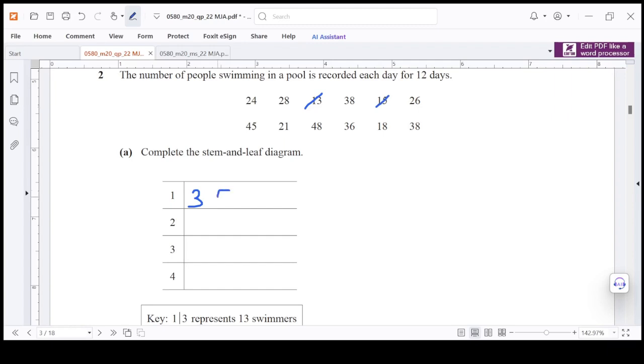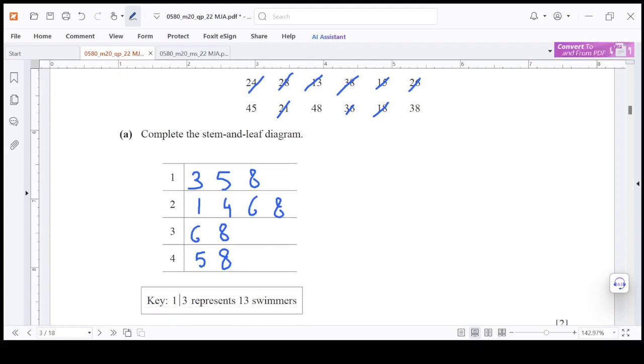So 1 is already mentioned. We write 5. Next is 18. So we write 8 here. Next is 21. So we write 1 here. 24, 26, 28. Next is 36 and 38. And next is 45 and 48. So this is the stem and leaf diagram.